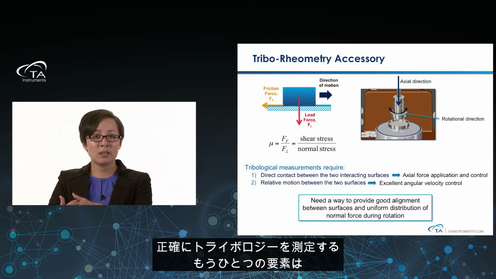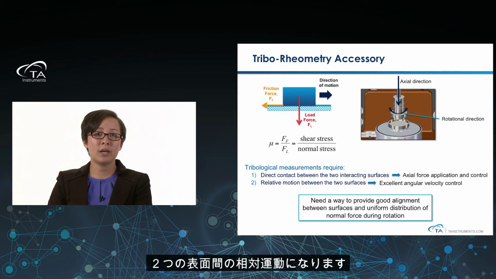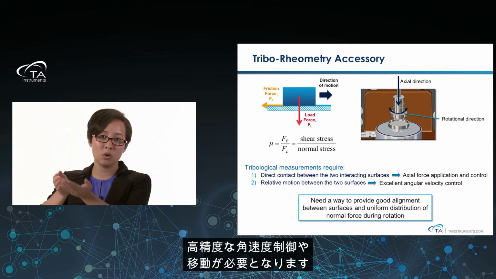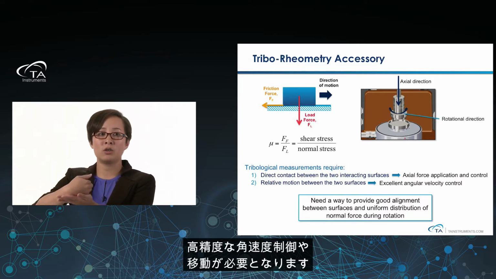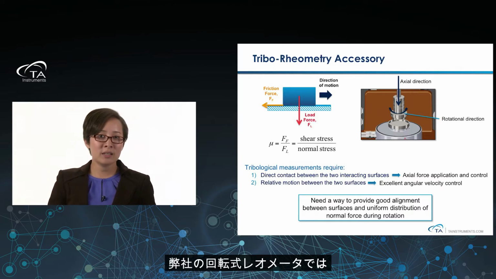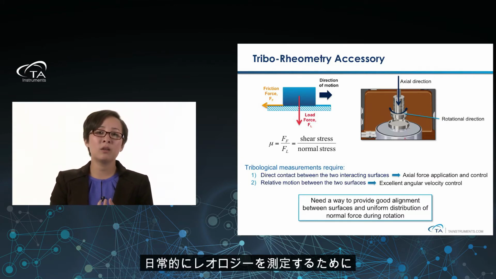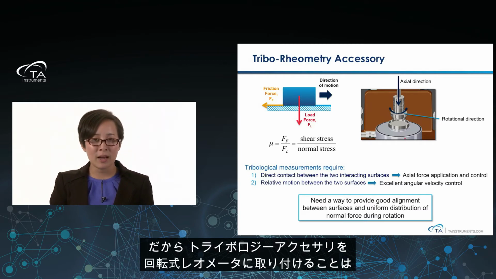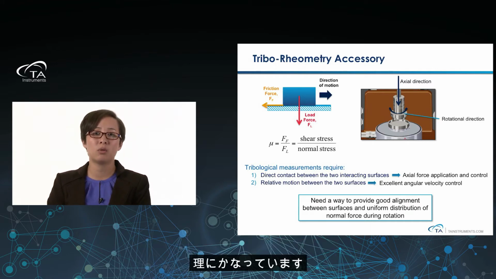Now, the other aspect of an accurate tribological measurement is relative motion between the two surfaces. In a rotational rheometer, this means we need excellent angular velocity control, or control of the movement in the rotational direction. All of these things, whether it's axial force or angular velocity control, we already control and apply very well on our rotational rheometers for our simple everyday rheological measurements. And so it just made sense to bring this tribology accessory into our rotational rheometers.